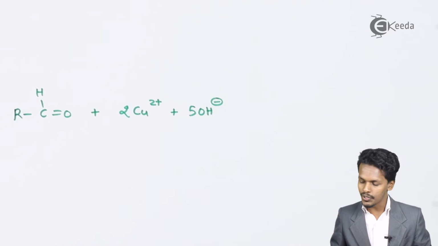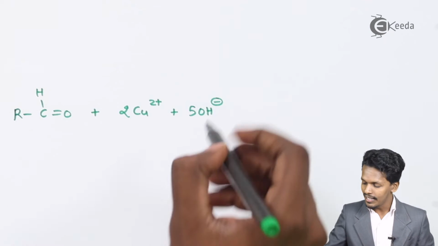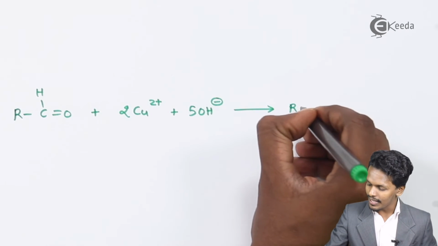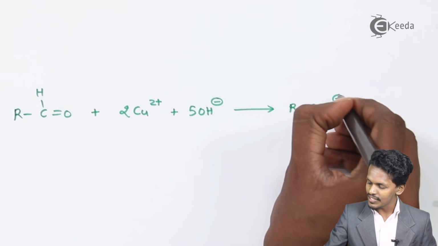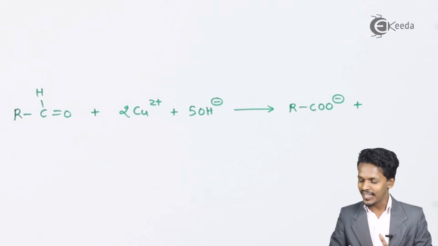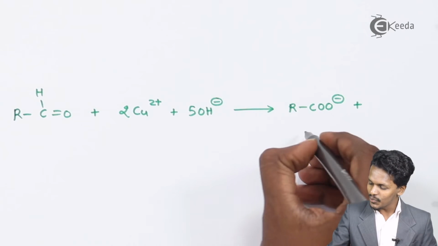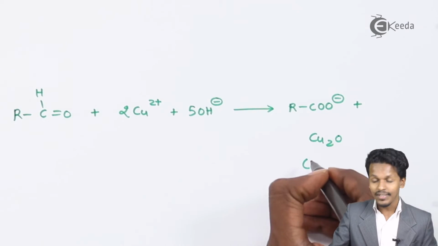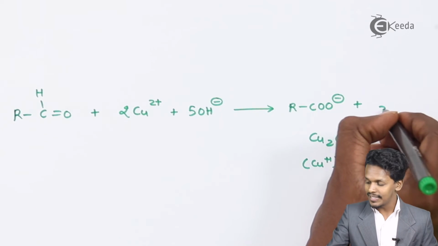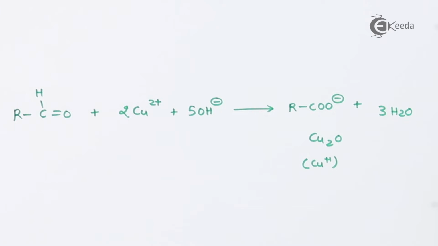Together they make Fehling solution, and whenever this Fehling solution is reacted with an aldehyde, the aldehyde oxidizes and the product we get is RCOO minus, known as the carboxylate anion. This copper has an oxidation state of 2+, but after the reaction with the aldehyde it converts into Cu2O, having copper in the +1 oxidation state, and we also get 3 moles of H2O as a byproduct. So the copper with oxidation state 2+ is changed to +1. This only occurs if the aldehyde is acting like a reducing agent.